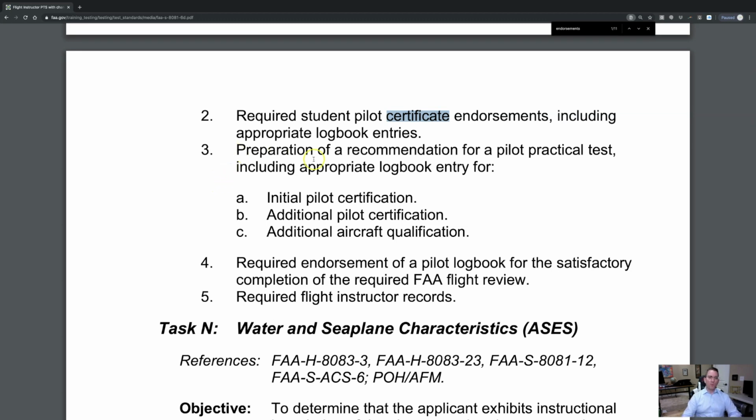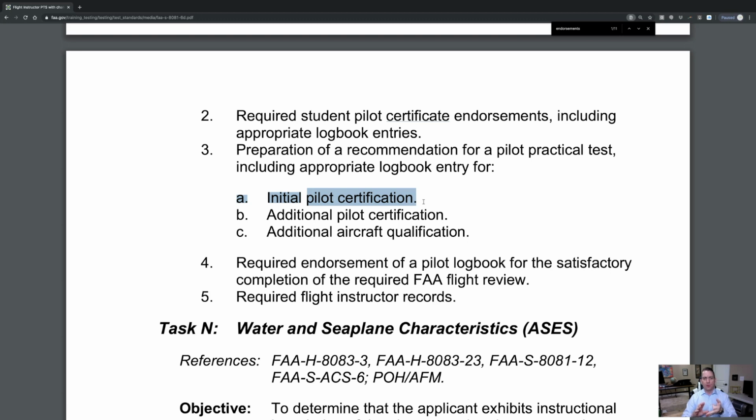The next one is called preparation of a recommendation for pilot practical test. So you're sending someone to a check ride on this one, including the appropriate logbook entry for initial pilot certification. So initial pilot certification means the person doesn't have a pilot certificate, and they are getting their very first one. So that would be either a sport pilot, recreational pilot, or a private pilot. Initial pilot certification could not be commercial pilot. So the initial pilot certification would be either the sport, recreational, or the private.